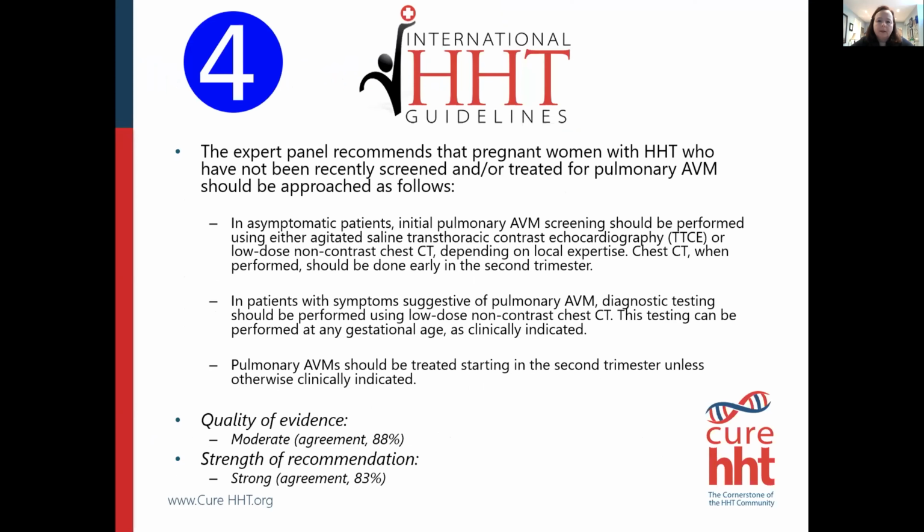So our expert panel recommended that pregnant people with HHT who have not been recently screened and/or treated for pulmonary vascular malformations should be approached as follows. In asymptomatic patients, the initial pulmonary AVM screen should be performed either using the bubble echo test or a low-dose non-contrast CT, but a chest CT, when performed, should be done early in the second trimester. Patients who have symptoms suggestive of pulmonary AVMs should have access to diagnostic imaging, such as a low-dose non-contrast chest CT. And this can be performed at any gestational age as clinically indicated.